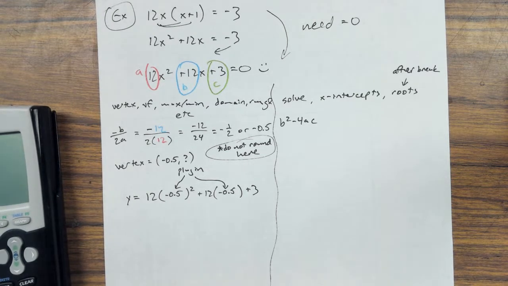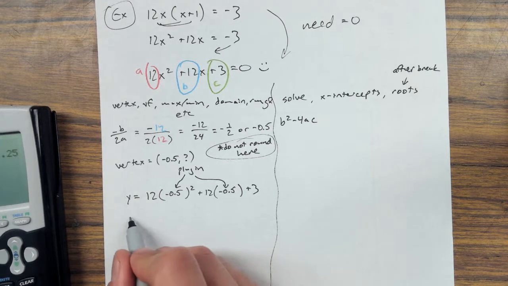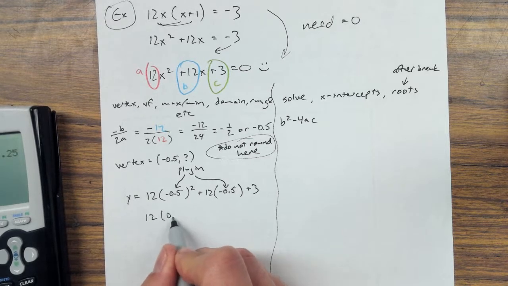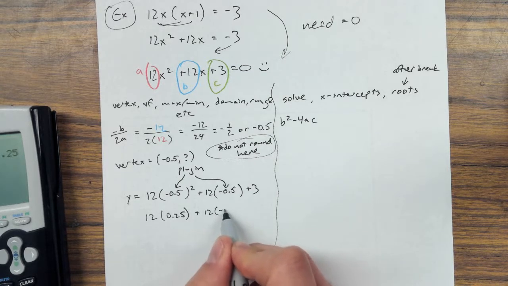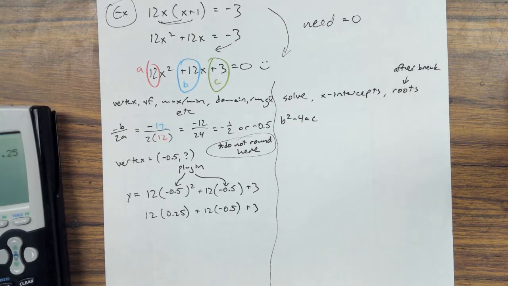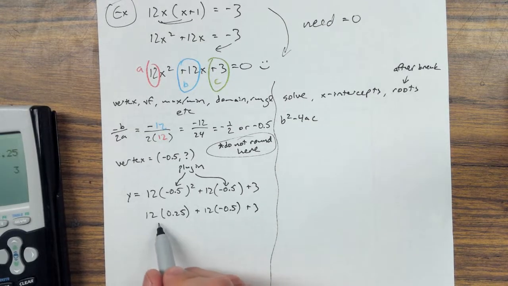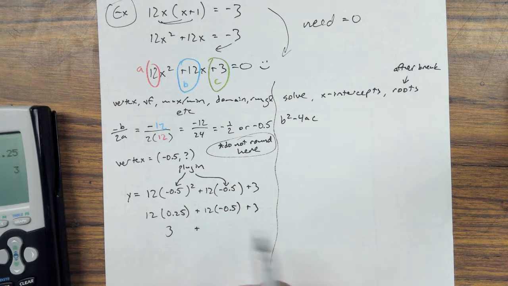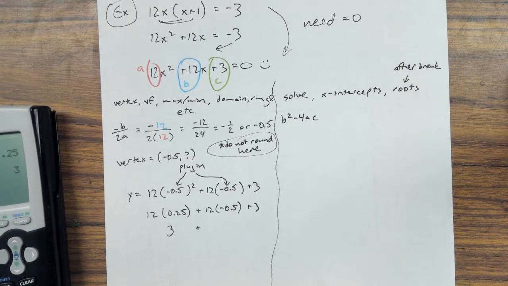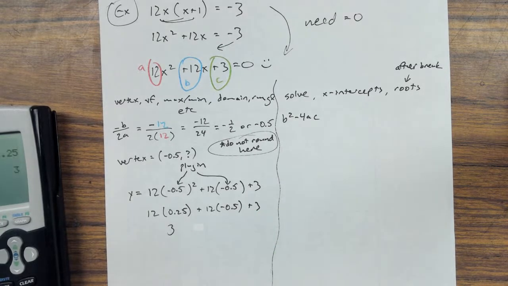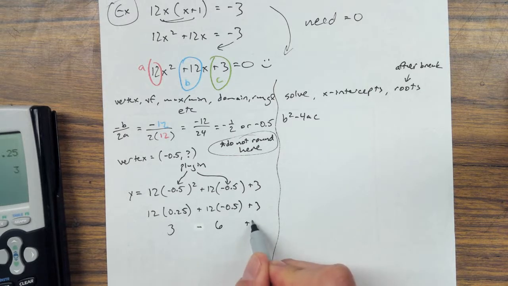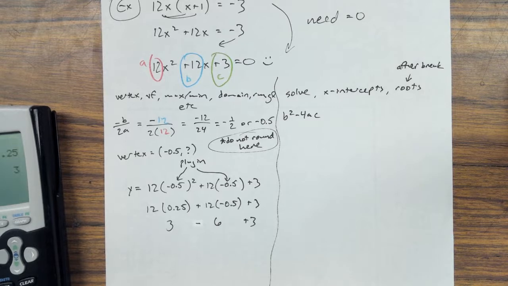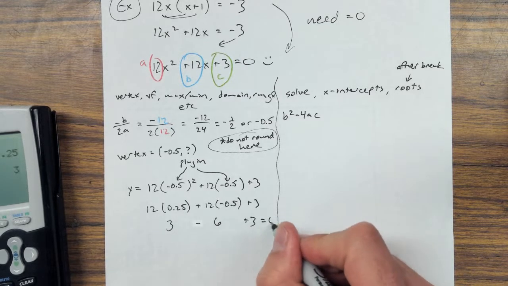Just like this. Plug in the first one into the calculator, and you are going to get 12 times 0.25 plus 12 times negative 0.5 plus 3. Plug those items into your calculator, and you're going to get 3 plus, excuse me, it's no longer plus, it's now going to be a minus 6, because multiplying a 12 times a negative half is going to be minus 6 plus 3. And that is going to equal 0.